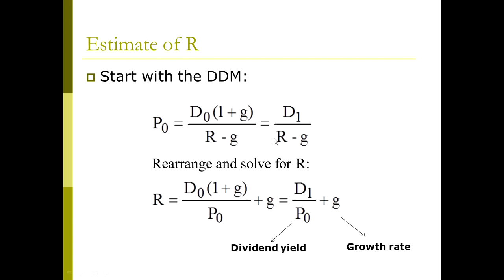If we rearrange the formula and put R on the left-hand side, and P on the right-hand side, we have R equals D1 divided by P0 plus G. Those are the two parts we are talking about. D1 divided by P0 is the dividend yield, or the return that comes from the dividends. The second part is the growth rate, or the return coming from the appreciation of the stock.